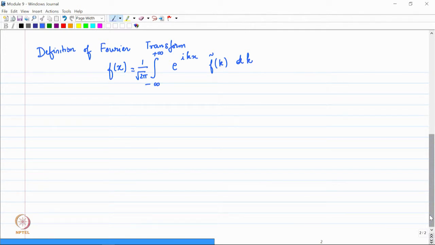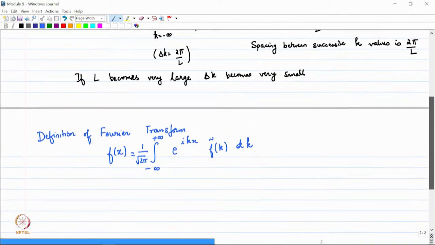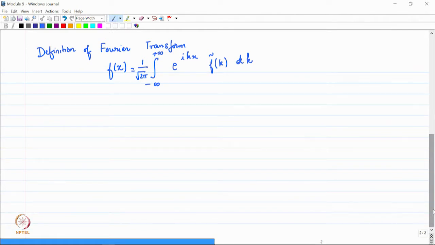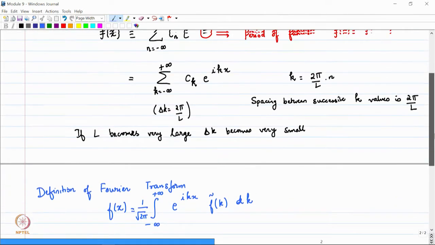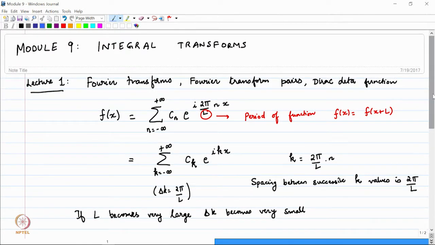Okay. Now, I call this f tilde of k. Instead of calling it c k, I just call it f tilde. I wrote it as a function of k because k is a continuous variable. Okay.